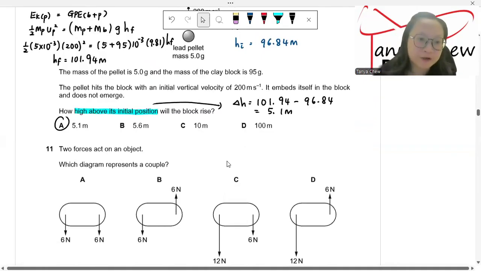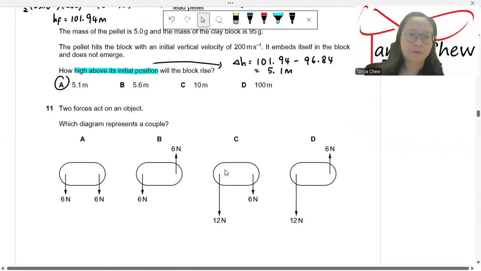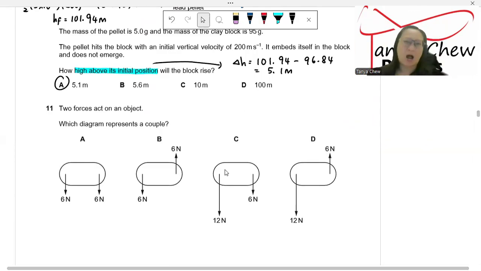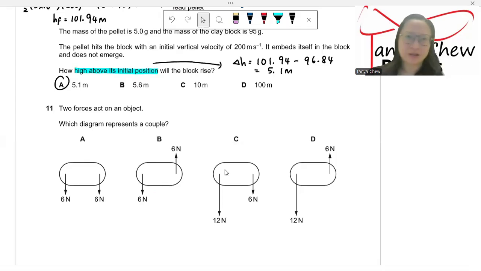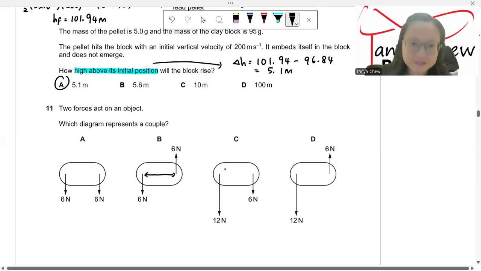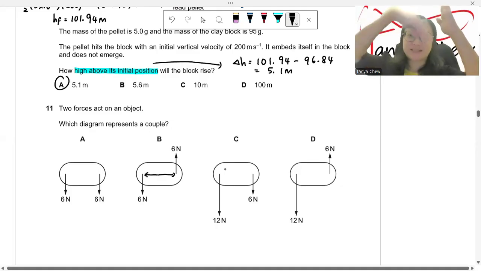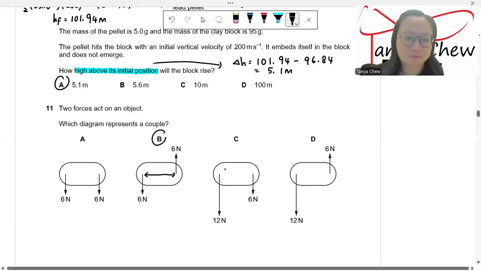Thank you very much. Number 11, two forces act on an object. Which diagram represents a couple? So what is a couple? You know, not only humans, not only living things need couple, right? Even non-living things like force also need couple. Weird, right? So couple, two forces. These two forces must be separated by a certain distance. These two forces must be of the same value, same magnitude, and they need to act in the opposite direction. That is called couple. See, 6 Newton and 6 Newton, same magnitude, and they're being separated by a distance. And one is acting upwards, the other one is acting downwards, right? That is called couple. B is the answer.